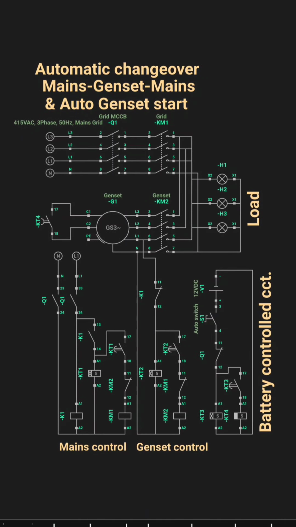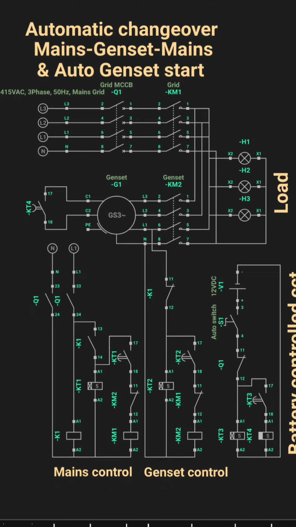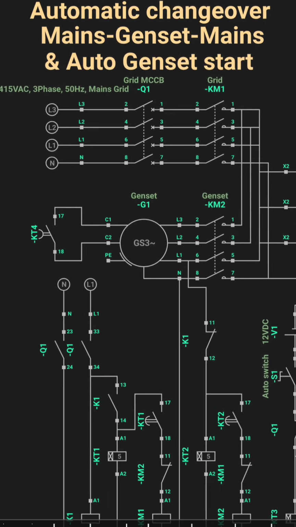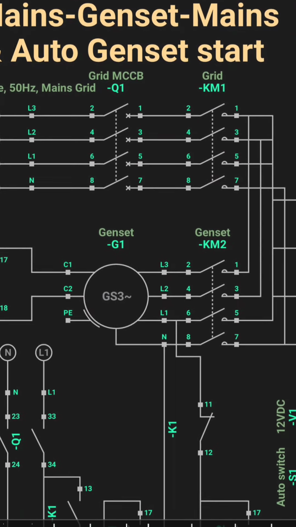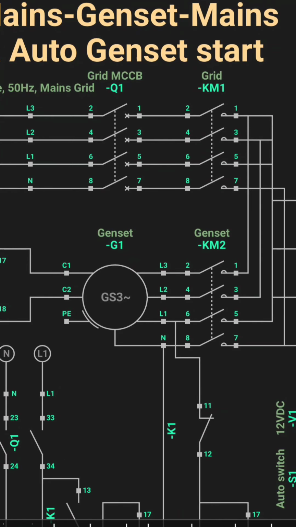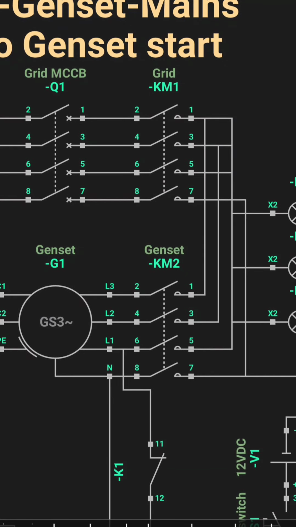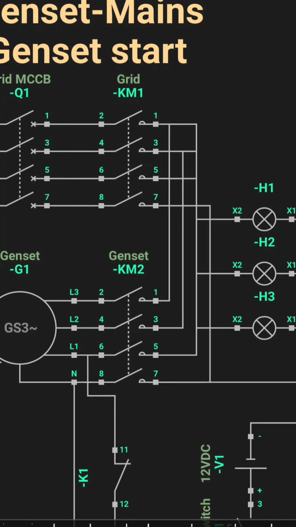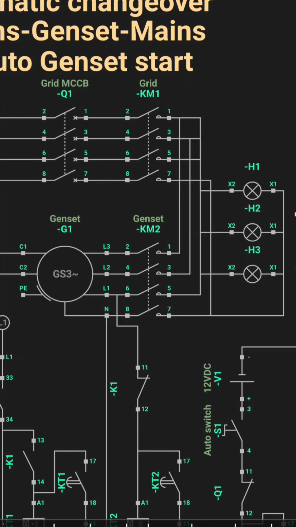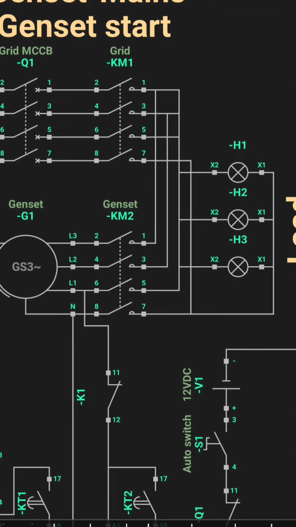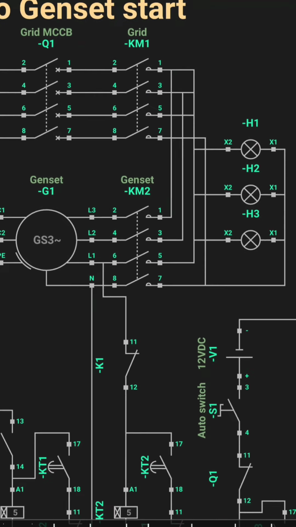Guys, let me tell you in brief about the various components that are being used in this circuit. See, there is a three-phase input line L1, L2, L3. They are using a 4-pole MCCB, that is Q1, and there is a contactor for connecting the main line to the load, 4-pole contactor KM1. Now let us see the genset section. G1 is a 3-phase genset, and its supply is connected to the load through a 4-pole contactor KM2.